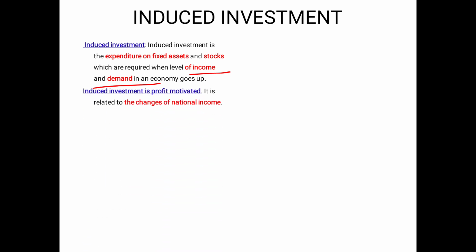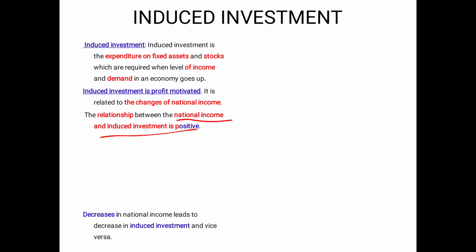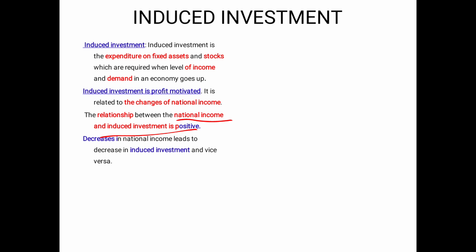So now induced investment. Induced investment is profit motive. Okay, so it is related to the change in the national income. Naturally, when investment is done, what do we expect? Naturally, we expect profit. So the relationship between national income and induced investment is supposed to be positive. Okay, because as the economy grows, investment also increases. But what happens? There may be decrease in the national income. So decrease in the national income leads to decrease in induced investment or vice versa.